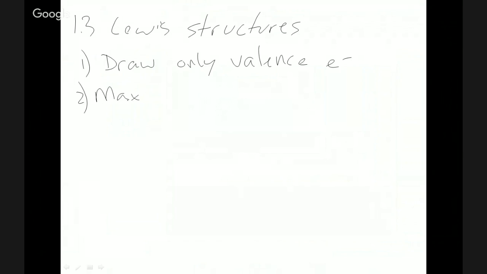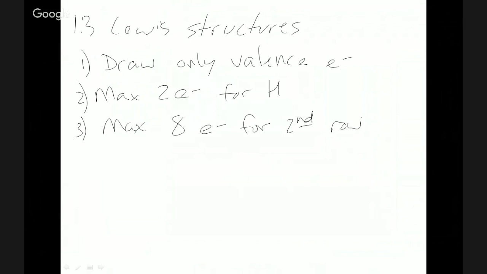Maximum of 2 electrons for hydrogen. And max 8 electrons for second row. That's what we'll be dealing with.